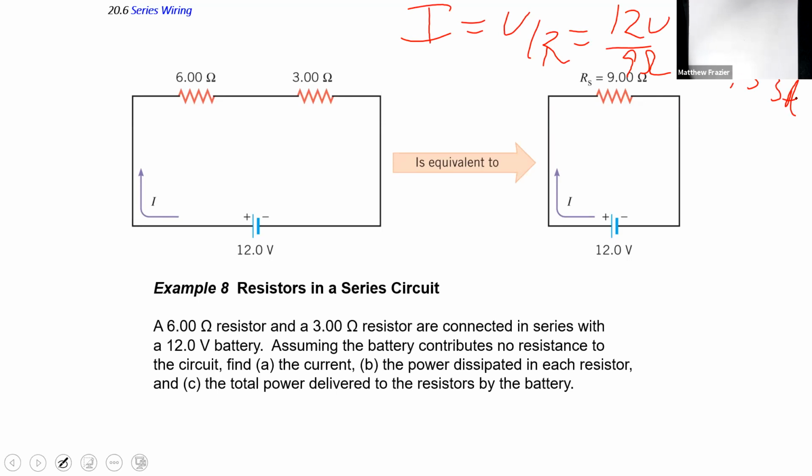Then what we're going to do is say, well, that current flows through each resistor. So we'll start with the 6 ohm resistor. And I'll switch color here for a second. And we want to know delta V for the 6 ohms. We apply Ohm's law. This has to be I through that resistor times R, which is 1.33 amps times 6 ohms. And that has to be 8 volts.